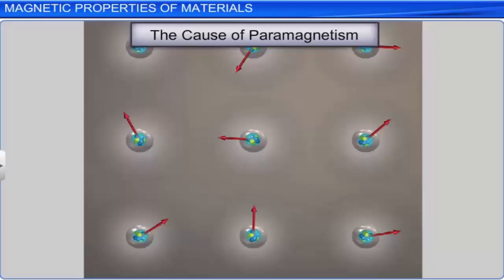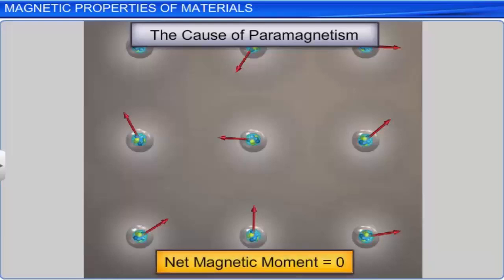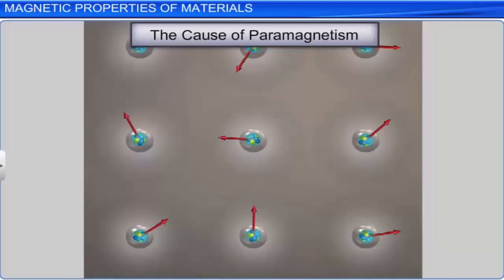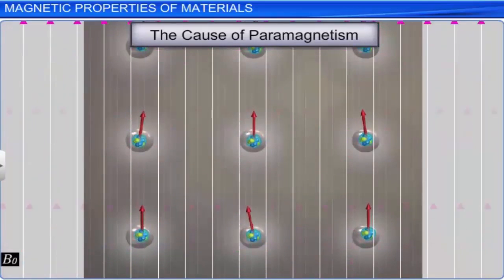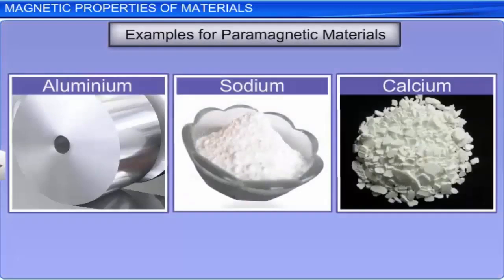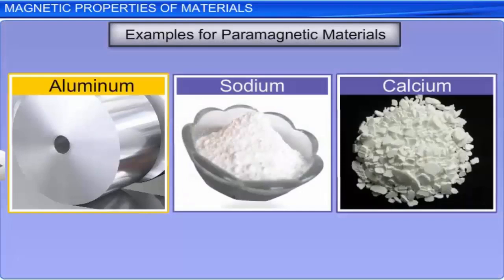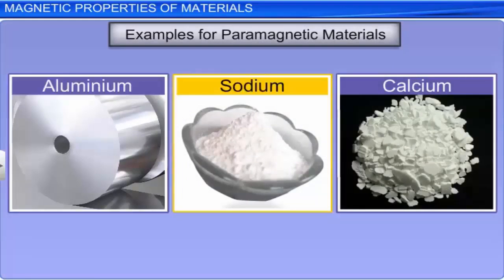But, due to random thermal motion of the atoms, the net magnetic moment of the material is zero. When a paramagnetic material is placed in an external magnetic field of induction B0 at low temperatures, the magnetic dipole moment of the individual atoms align in the same direction as that of the external magnetic field. Some examples of paramagnetic materials are aluminium, sodium, calcium, etc.